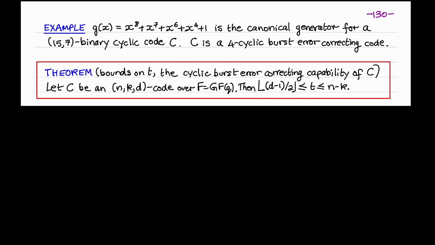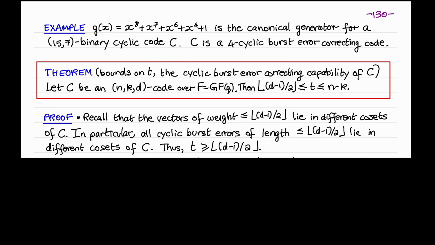Let C be a linear code of length n, dimension k, and distance d over GF(q). And let T be its cyclic burst error correcting capability. Then T is at most n minus k and at least (d minus 1) over 2. Let's prove the lower bound first.